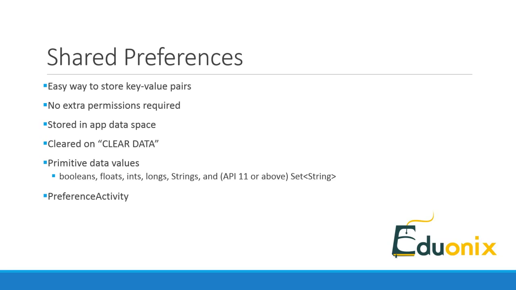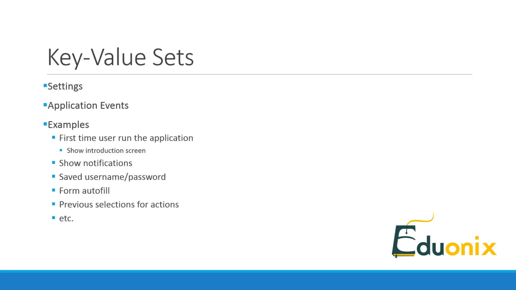If you're interested in creating user preferences for your application, take a look at the preference activity, which provides an activity framework for you to create user preferences, which will be automatically persistent using the shared preferences. Key value sets can be useful for storing information, like user settings for an application or important application events.